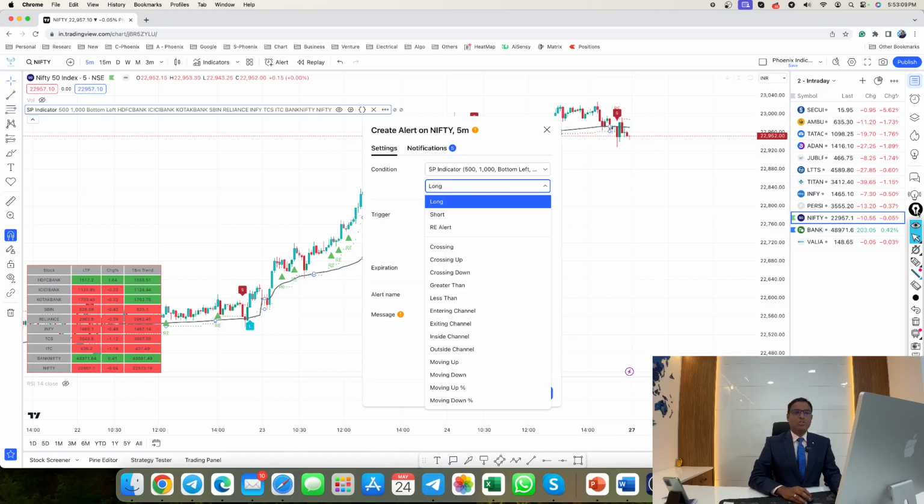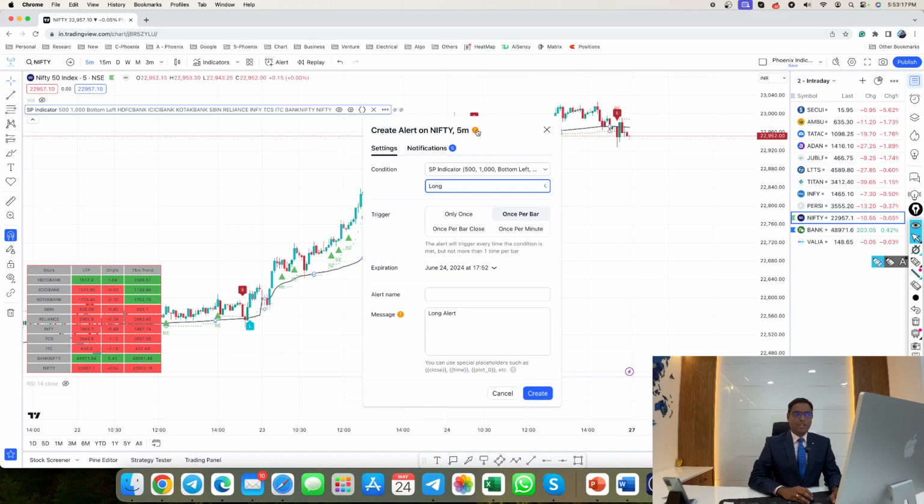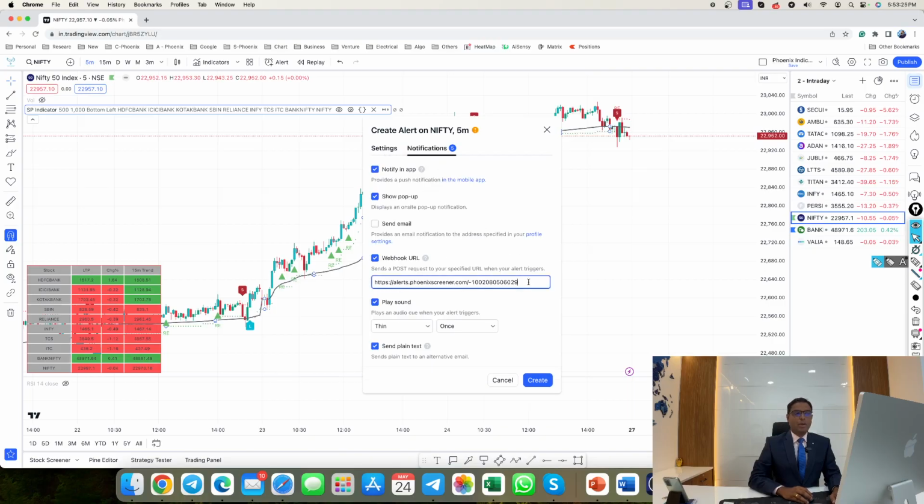And we're also planning to add one more overall indicator which gives you long, short and re-entry, everything, because in free TradingView you can add only one alert. Okay, right? Then next, once you click on this, click on notifications, add your webhook URL.